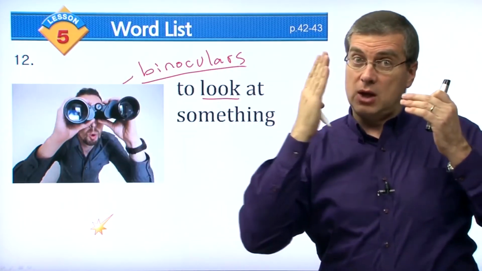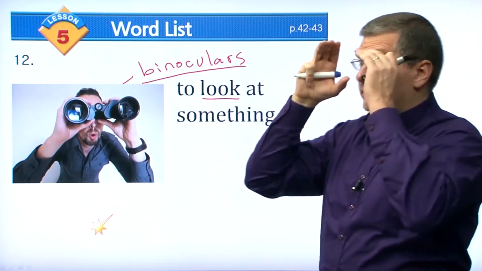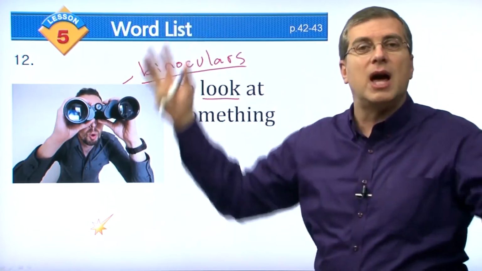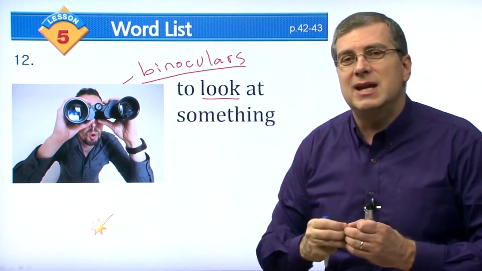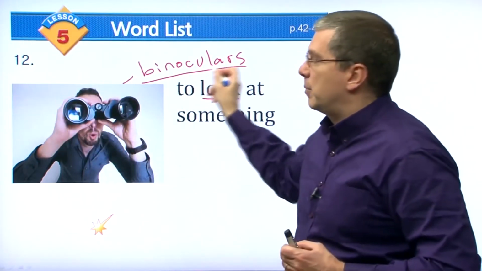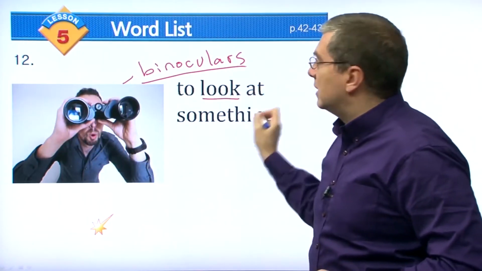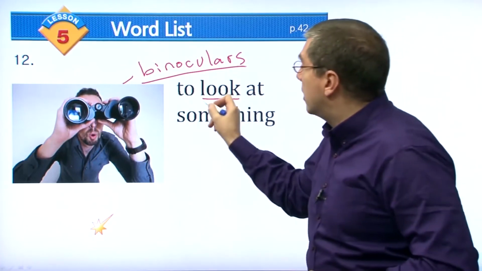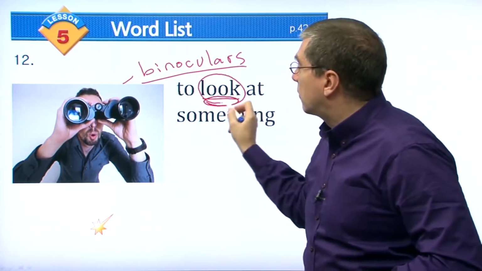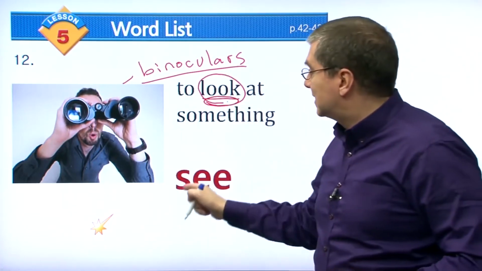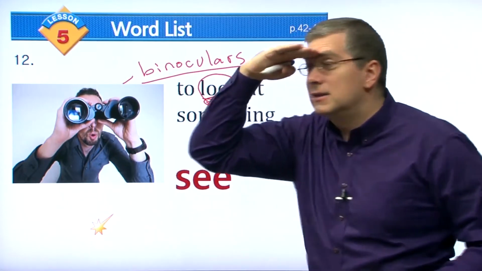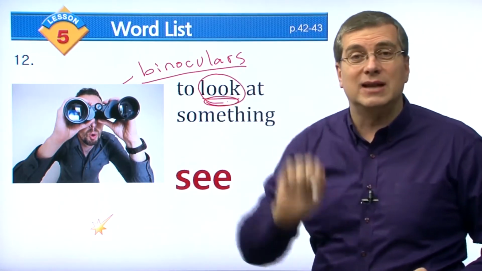Wow, it comes really close. Whoa, right? It's really close, and it's a lot bigger. So you can really see things that are far away with binoculars. What is he doing? He's looking at something. Another word for look is see. I can see. That's one of our 5 senses.